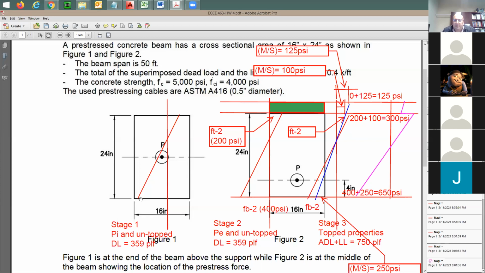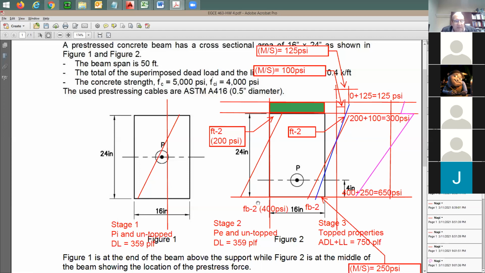Second stage, take the beam or the double T, put it in the building at the side, put it in place. Don't do anything to it, just put it in place. Let it support itself. Determine the top stresses and bottom stresses. Now, the amount of force that you're going to have in the strand is going to be PE, it's not PI anymore, right? And you still have no topping properties. You're going to be using the no-topping properties, and based on this, figure the stresses top and bottom.